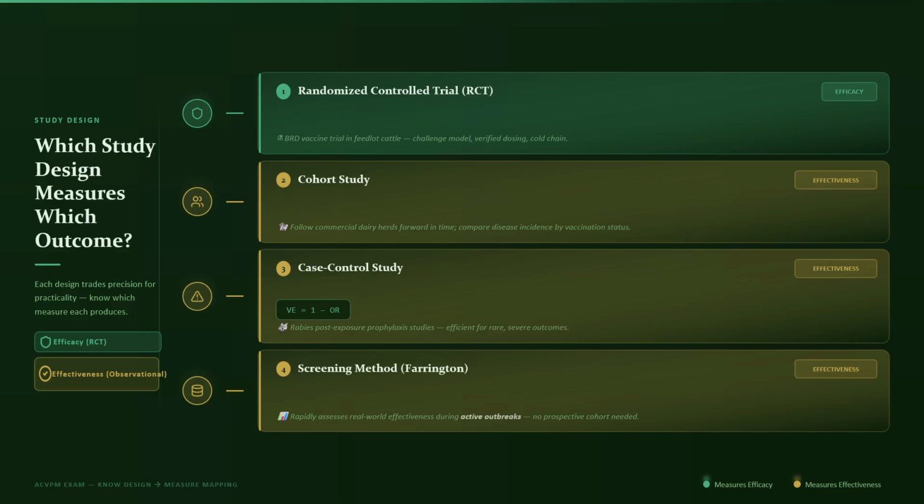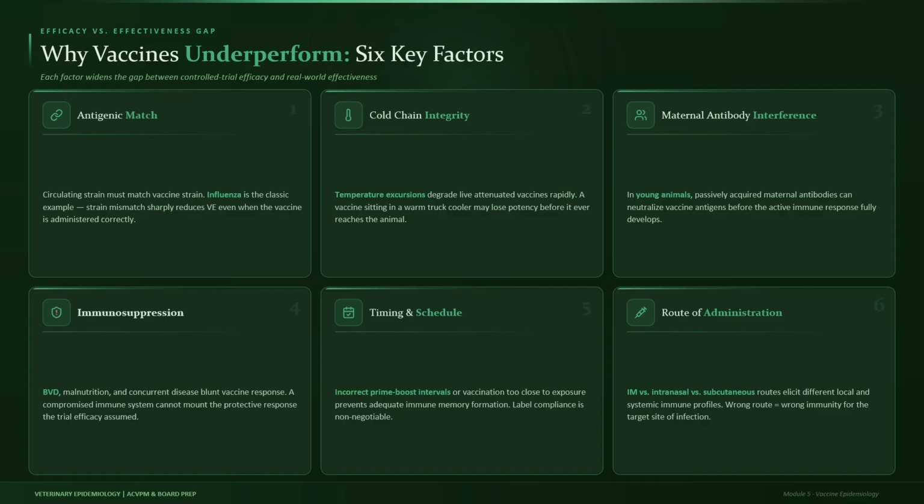Designs give us the numbers, but the real world keeps pulling effectiveness below efficacy. Let's look at the specific factors that widen that gap. This almost always comes in below efficacy. This slide is the why. There are 6 factors I want you to be able to rattle off because any one of them can quietly erode real-world performance. First, antigenic match.